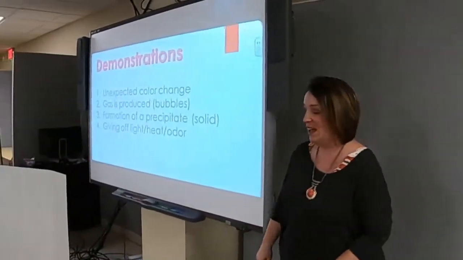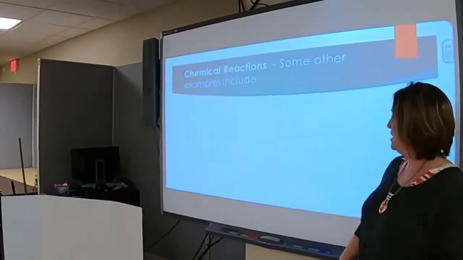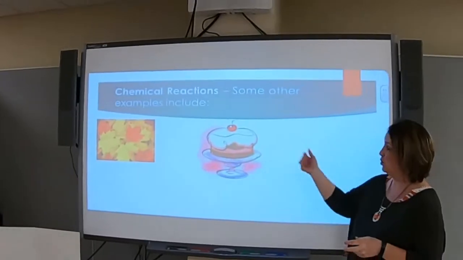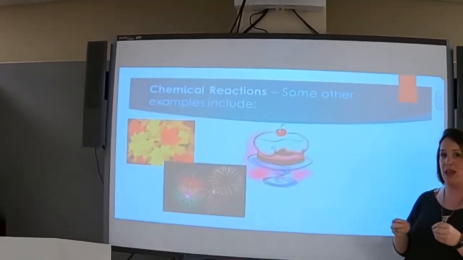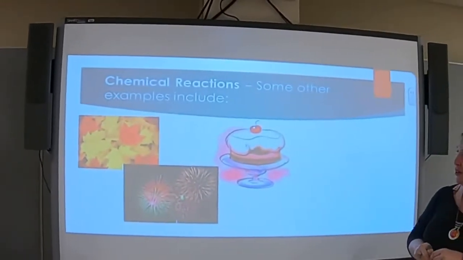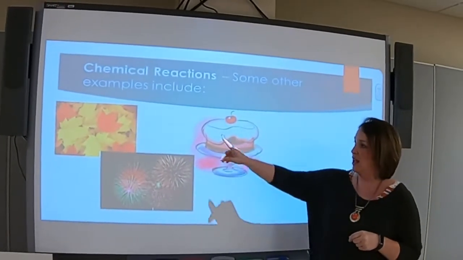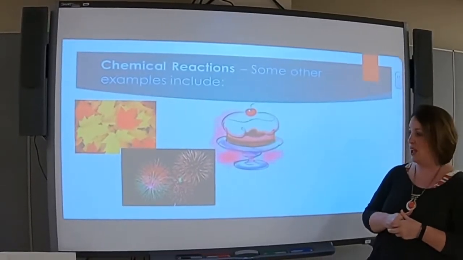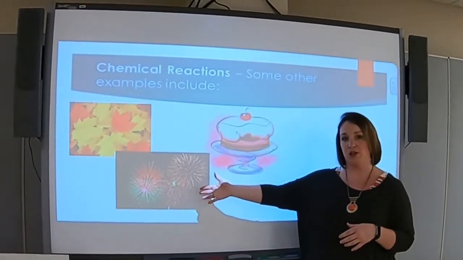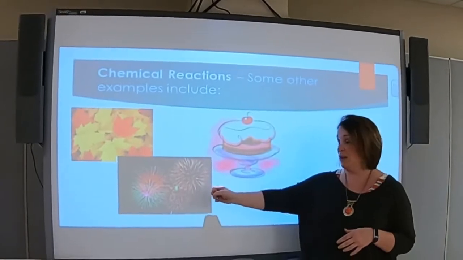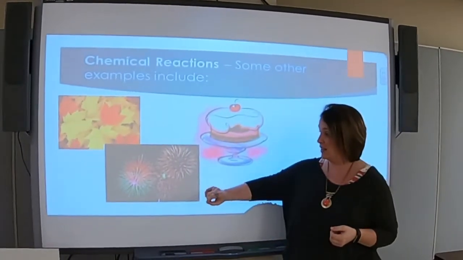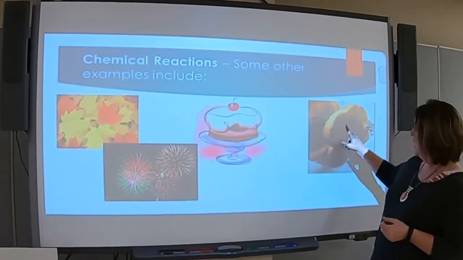So we're going to go back over to the board. I hope you enjoyed those demonstrations. And just some other examples of chemical reactions include baking a cake. Anytime you bake materials and add heat to it, it causes a chemical reaction. The leaves turning colors in fall, that's an unexpected color change. Fireworks exploding in the sky give off heat, because if they ever went off in your hand, it would burn your hand. They give off heat and light when they mix.